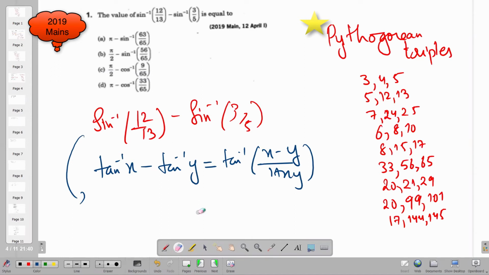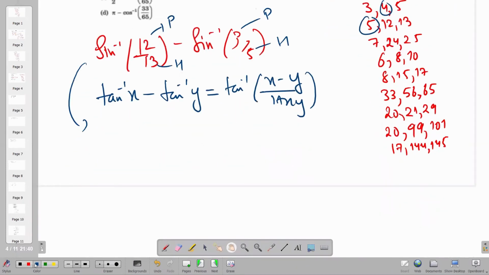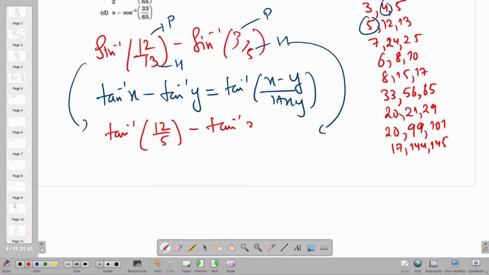So using Pythagorean triplet, if my perpendicular is 12 and hypotenuse is 13, so my base would be 5 here. And similarly, this is my perpendicular and this is hypotenuse, so my base would be 4 here. So I just use these Pythagorean triplets and replace it by tan. Tan is perpendicular upon base. So sine inverse of 12 by 13 is equal to tan inverse of 12 by 5. Similarly, sine inverse of 3 by 5 is equal to tan inverse of 3 by 4.